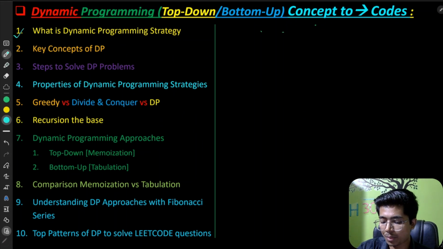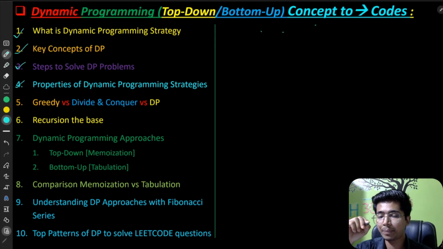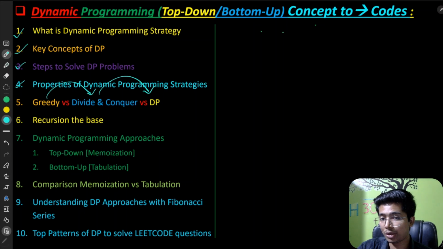The basic concepts of dynamic programming. Third, steps to solve dynamic programming problems. Properties of dynamic programming. Next, we'll be observing greedy and divide and conquer versus dynamic programming. That means, what is the difference between greedy, divide and conquer, and dynamic programming. First, what we got in our programming was greedy, and from greedy we got divide and conquer, and from divide and conquer dynamic programming came into existence. So we will show the entire evolution cycle.